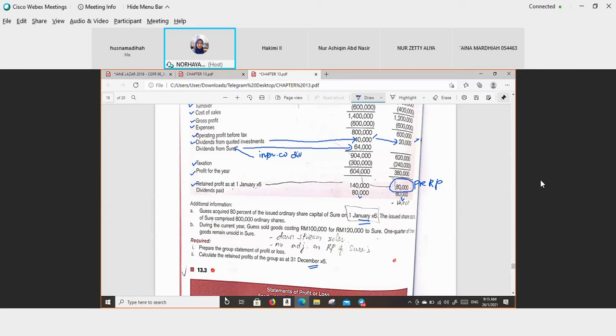Okay, look at B. First, as usual, from this information, what can you determine, Shikin? The first thing you need to know is the controlling interest. Yes, controlling interest is? 80%. Yes, 80%. So non-controlling interest is? 20%. Okay, what else can we get from here?